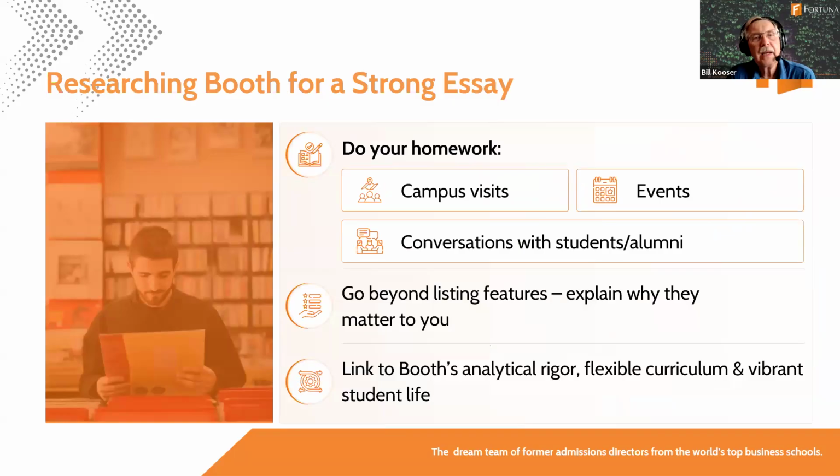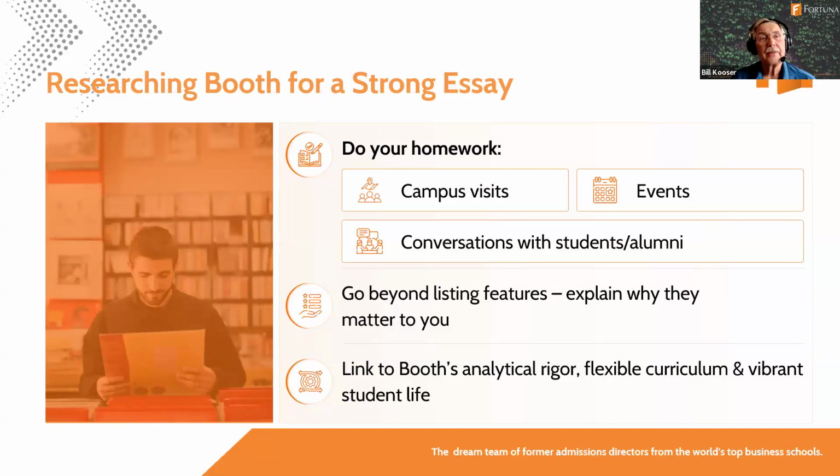One, do your homework. If possible, visit the campus. Certainly attend the events, certainly the online events, just to get a feel for the school, get a feel for how they talk about themselves, get a sense of whether this is the right place for you and how you can make that fit work for you. As I said earlier, Booth is very, very interested in making sure that you understand its philosophy of education, the key elements of its program, and how those are going to help you achieve your career goals.